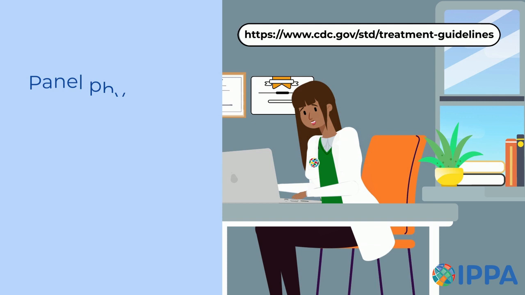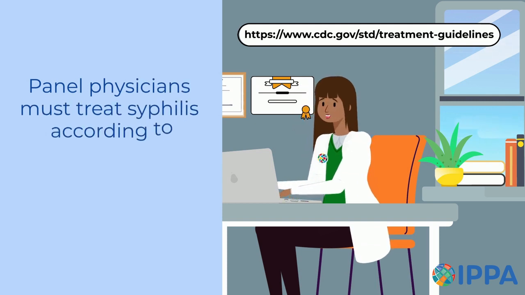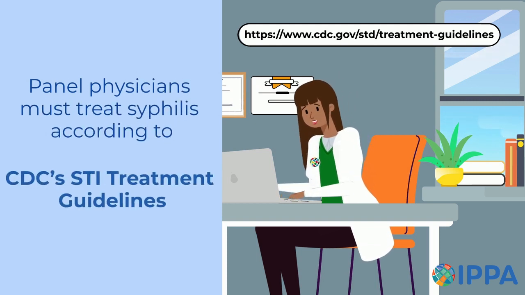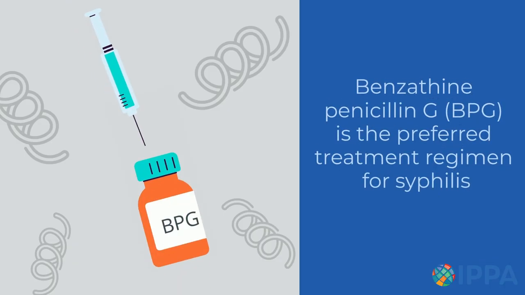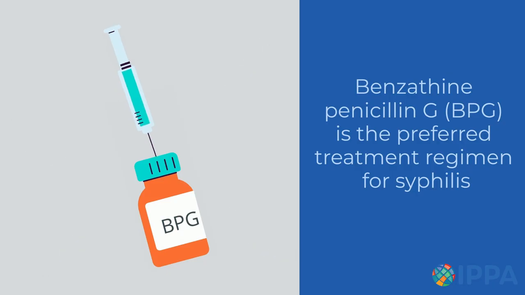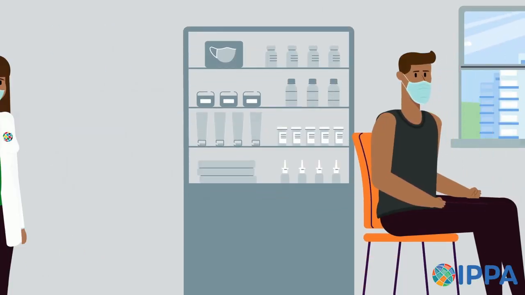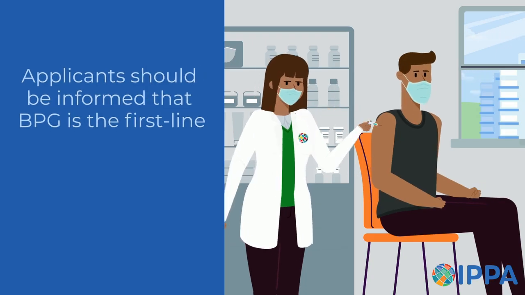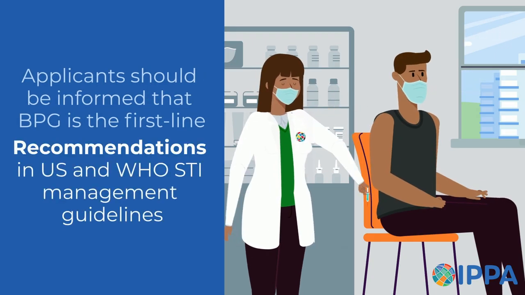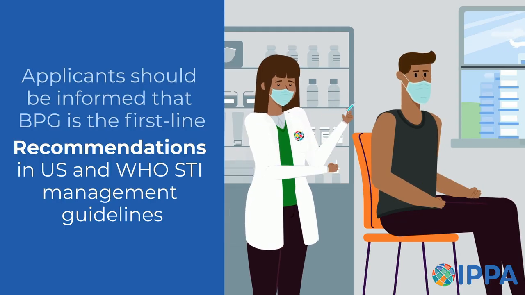5. Panel physicians must treat syphilis according to CDC's STI treatment guidelines. 6. Benzathine penicillin G is the preferred treatment regimen for syphilis. Although alternative regimens are known to be effective, applicants should be informed that BPG is the first-line recommendation in US and WHO STI management guidelines.